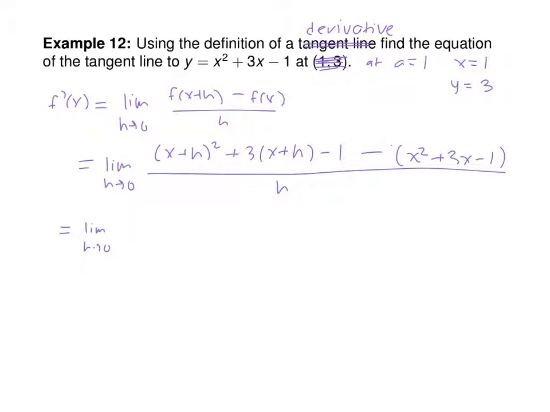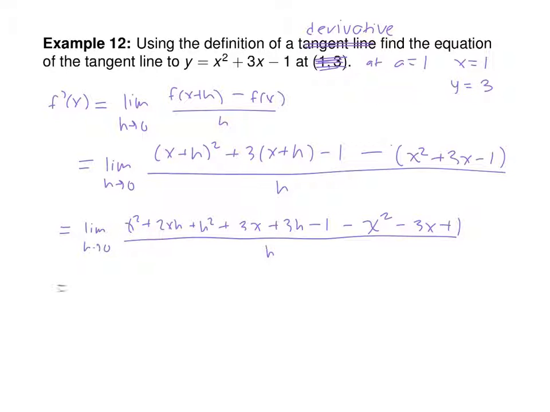So expand, what is x plus h squared? X squared plus 2xh plus h squared. Great. Plus 3x plus 3h minus 1. What is x squared plus 3x plus 1? And then it's just like total cancellation city, right? The 2xh is still there, right? H squared is still there, and so is 3h, I believe.